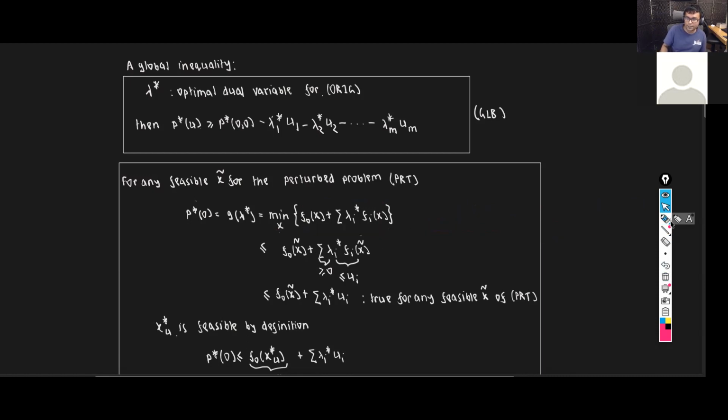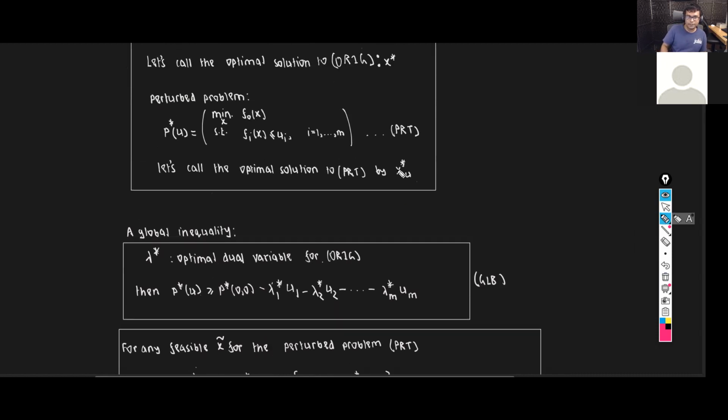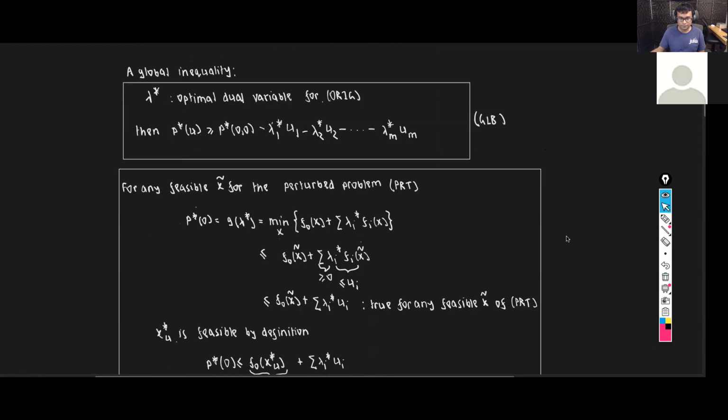So we are at this line. Now carefully remember that x tilde is a feasible solution for the perturbed problem. And what is the perturbed problem? The perturbed problem looks like this: we are minimizing f naught of x subject to f i of x less than or equal to u i. Because x tilde is a feasible point, f i of x tilde is less than or equal to u i for all i from 1 to m. So based on this, we can go back.